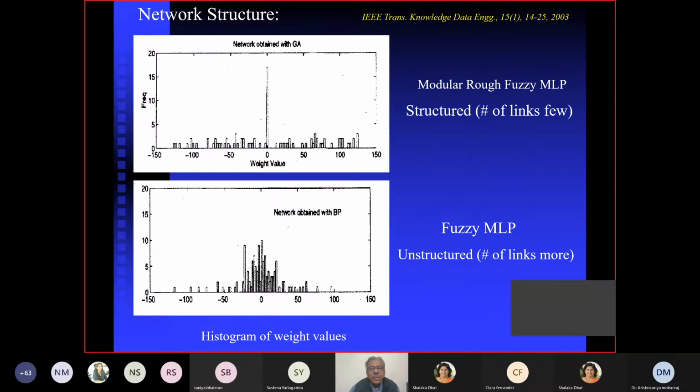Similarly, if you compute the histogram of the links, you see that in the case of the modular concept, most of the links are 0. That means a very sparse network. So it is called structured, and the number of links is very small. Whereas for the other fuzzy MLP, it is a distribution of links. That means all links are grown there. So it is called unstructured, with more links. The modular one is a more compact network. If you have a more compact network, your number of ambiguous rules will be less.